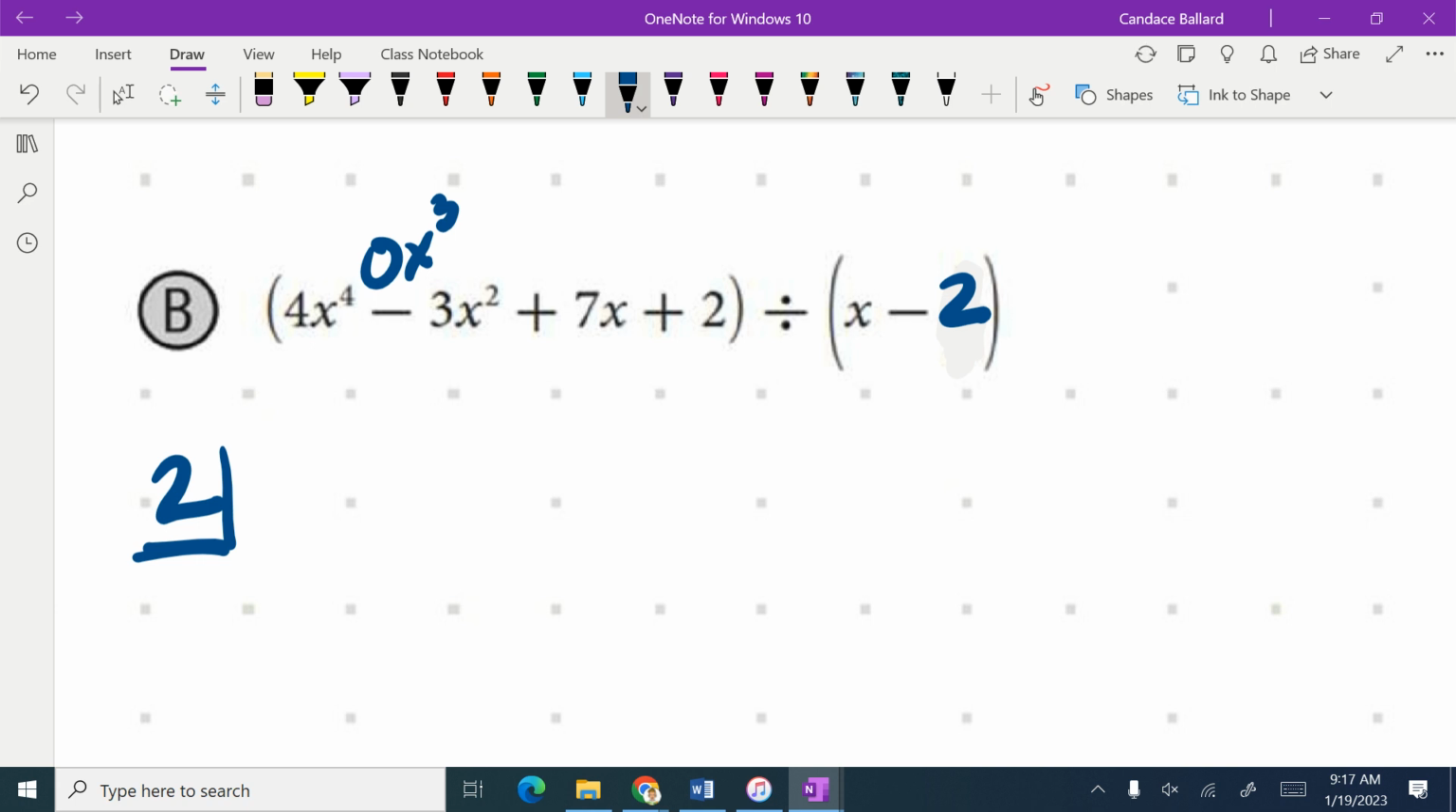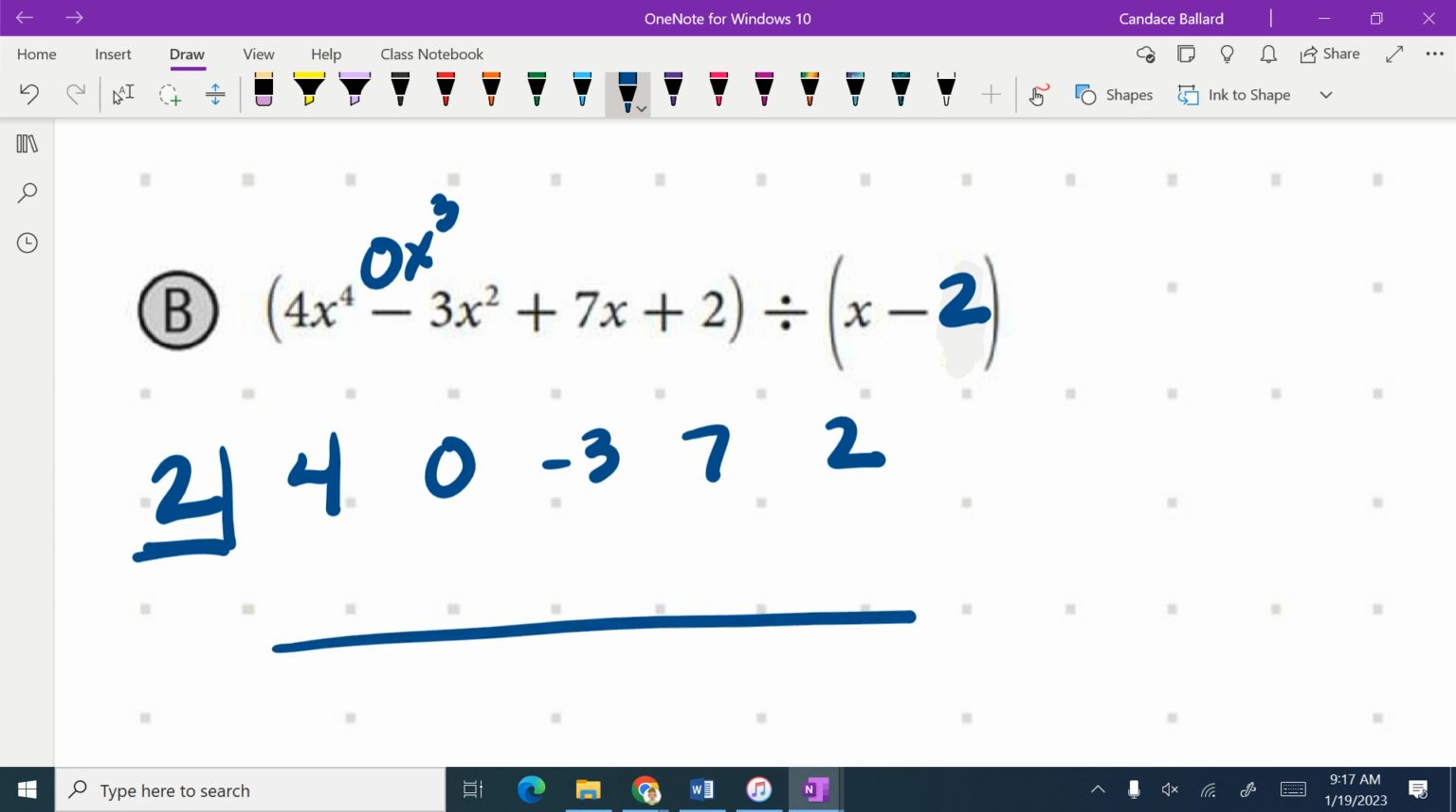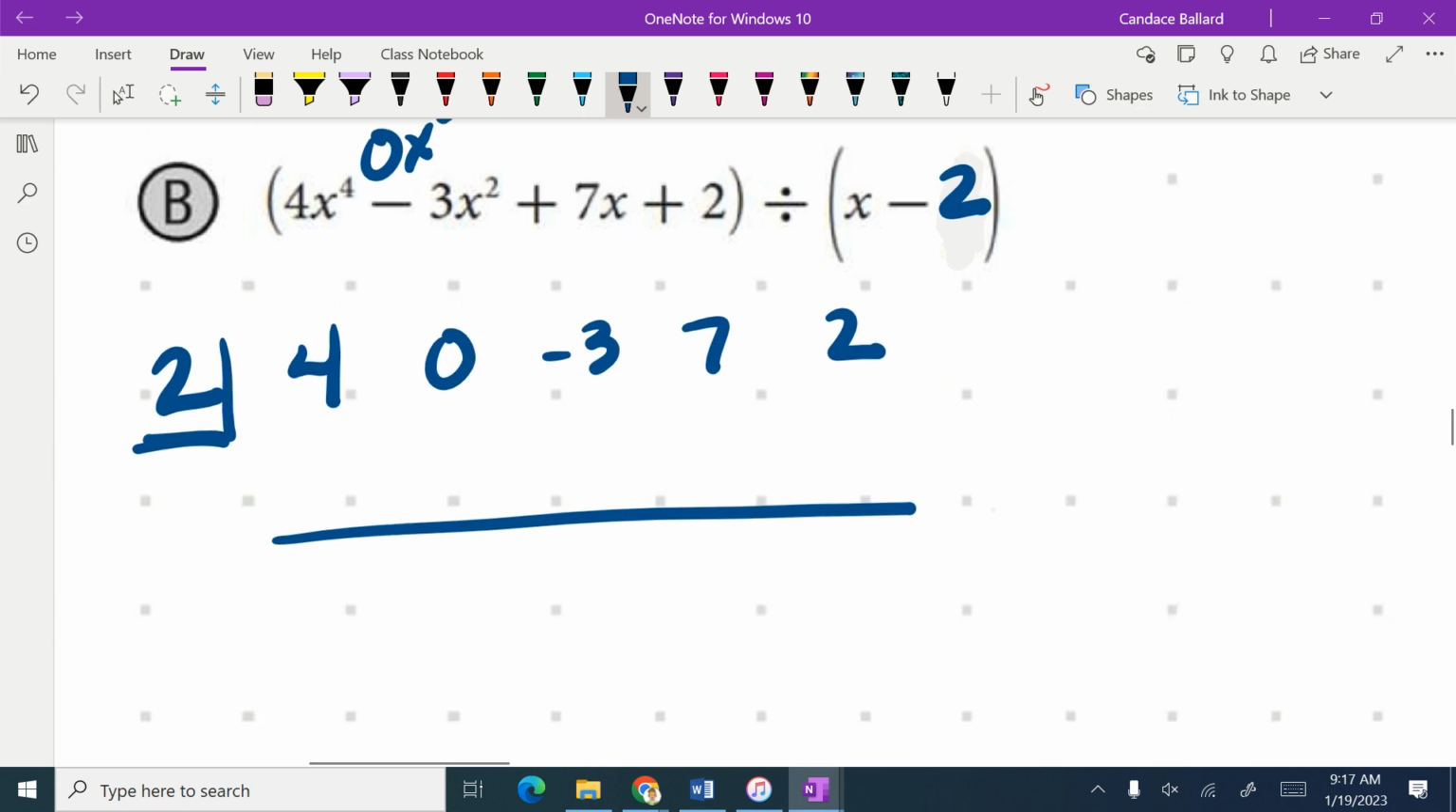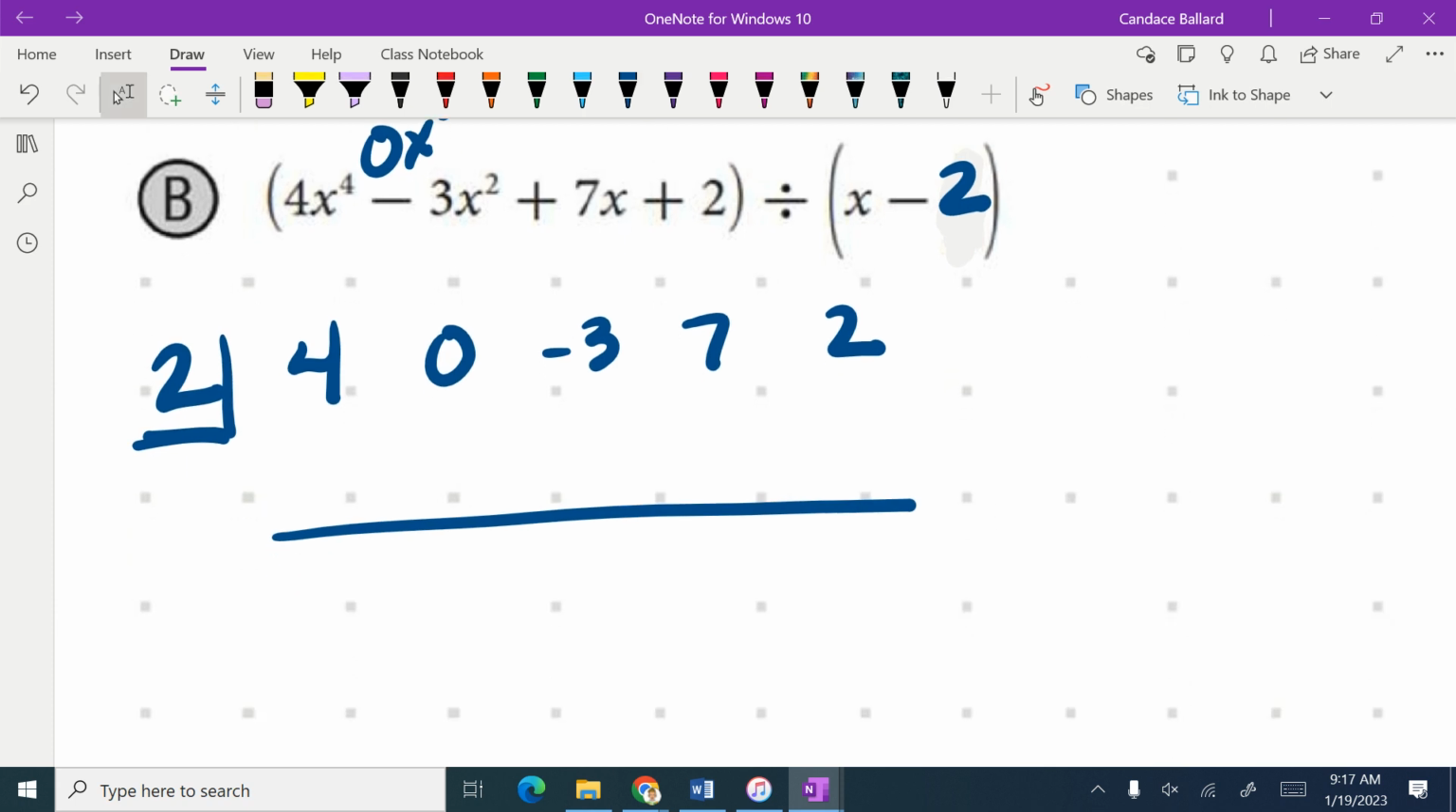All right, then I've got to write all the coefficients down. So I want you to do that without me on this one. So write just your coefficients down. Okay, so 4, 0, negative 3, 7, 2. You all good? Okay. All right, you're going to help me out a little bit more with the process this time. So what's the first step? Drop the 4, right? All we got to do is just drop that down. The first one stays.